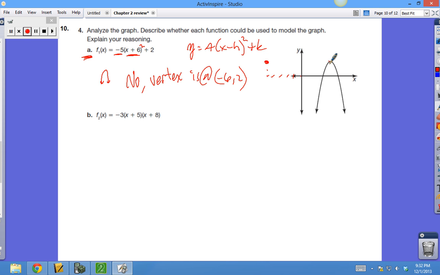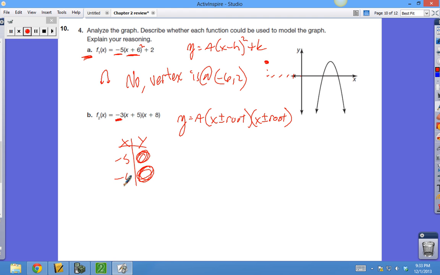So what about B? B, same. This is factored form. The model is y equals a(x plus or minus a root)(x plus or minus a root). That's negative, so it's concave down. So far we're good. But my roots, remember your roots are what happens at 0. So what are you going to plug in to get 0? I'm going to plug in a minus 5 and a minus 8. So that means my root should be right here, minus 5. Minus 8, and these roots are at maybe a plus 5 and a plus 8. So this is also no, because your roots are on the wrong side.